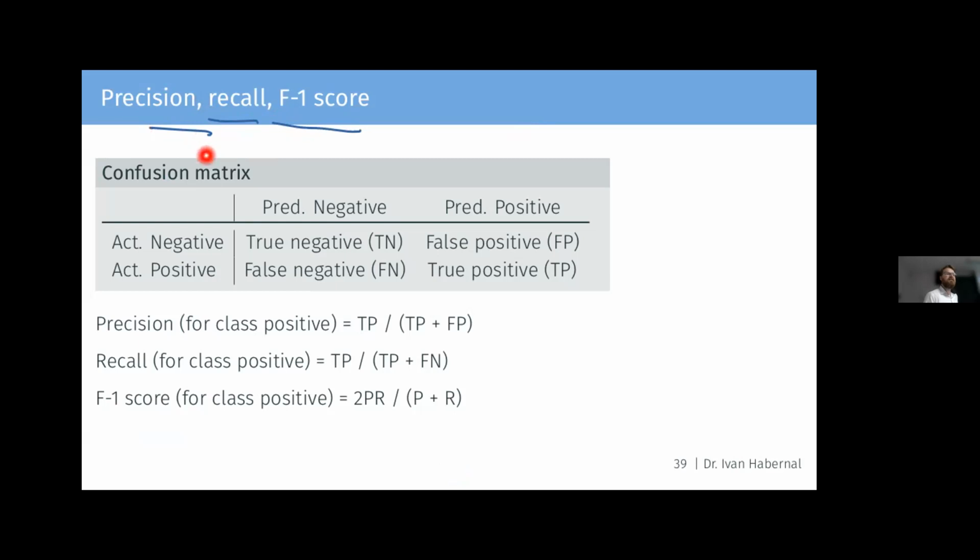Is there anyone who hasn't heard about precision, recall, F1 score? Okay, good. So what is precision doing? Now we have an example of precision for class positive, because it will be different for class negative, because this kind of ordering is arbitrary. So for class positive, I want to compute a precision for that.